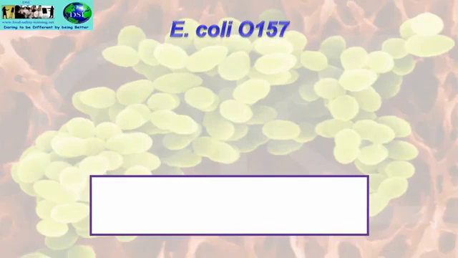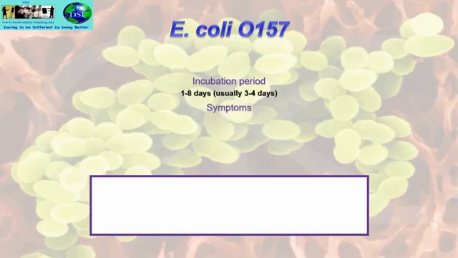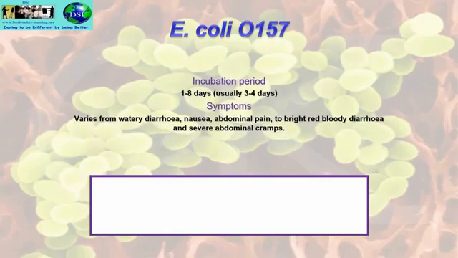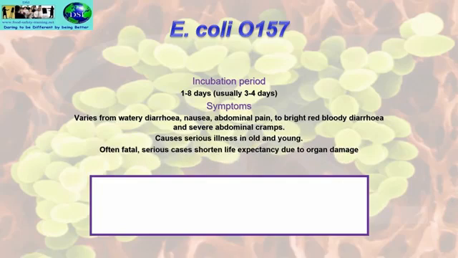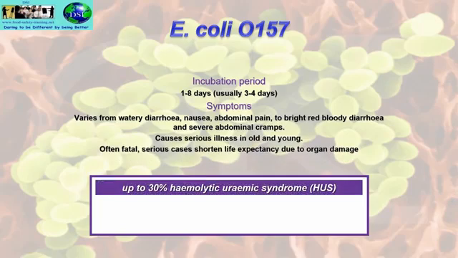E. coli 0157. This is a particular serotype that does cause serious problems, up to serious illness and death. The incubation period is 1 to 8 days, usually 3 to 4 days. Symptoms vary from watery diarrhea, nausea, abdominal pain, to bright red bloody diarrhea and severe abdominal cramps. Causes serious illness in old and young. Often fatal, serious cases shorten life expectancy due to organ damage.